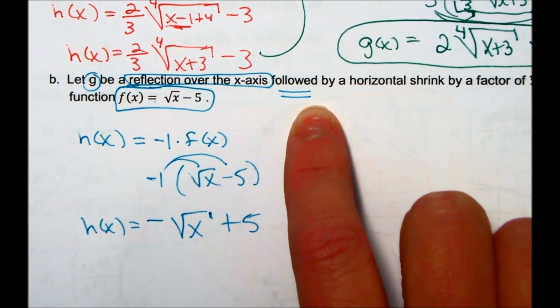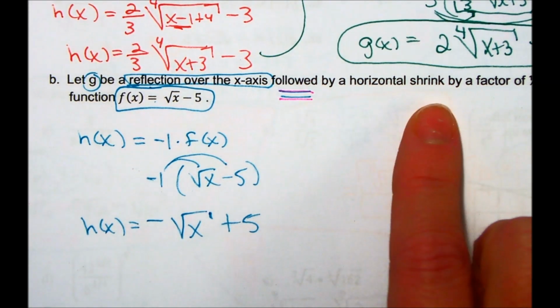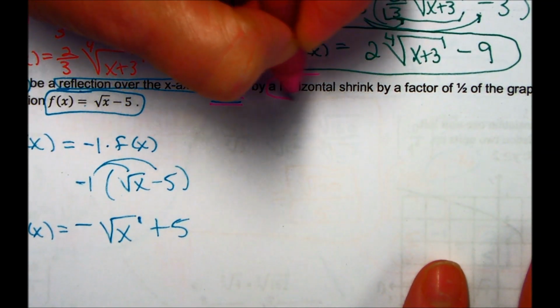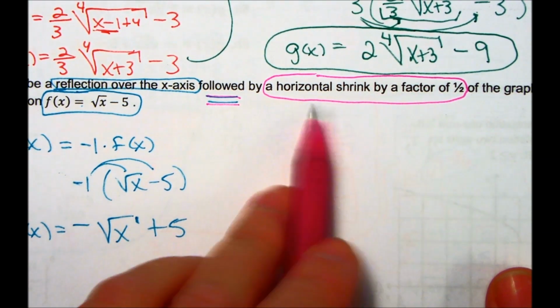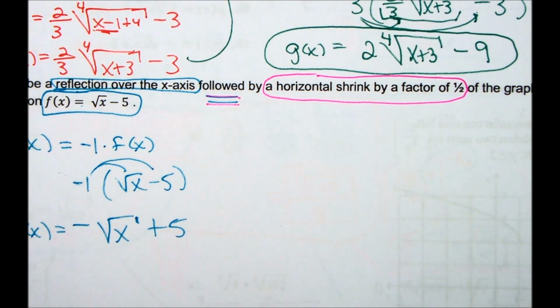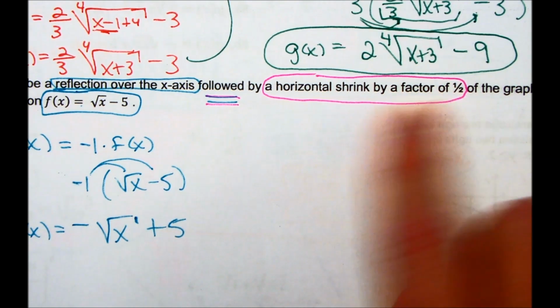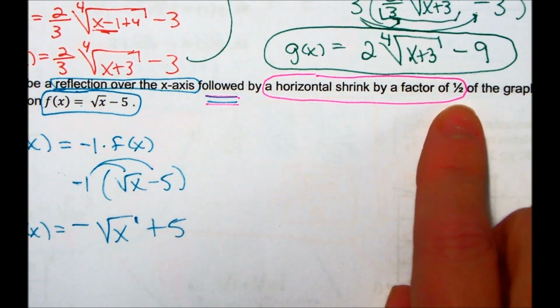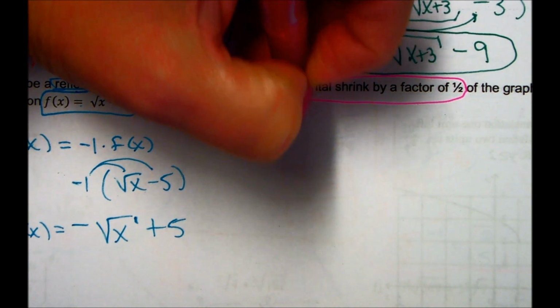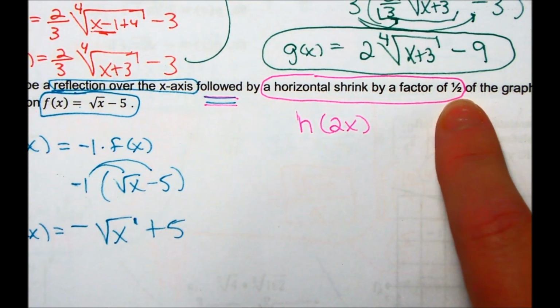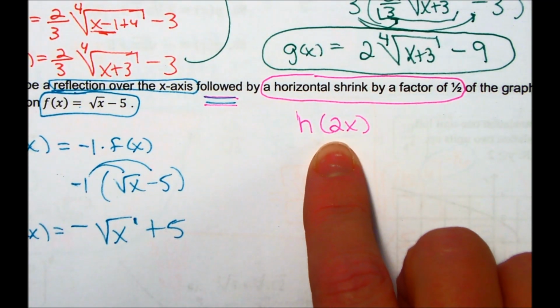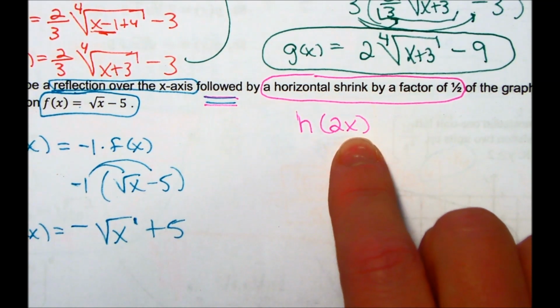Now we're going to do the followed by. So the second part, followed by a horizontal shrink by a factor of 1/2. Well, you have to remember when it's horizontal, it goes on the inside, and for the inside we have to think opposite. Well, shrinks and compressions are things that are getting multiplied. So we have to actually do the reciprocal. So when you shrink horizontally by a factor of 1/2, you're actually going to take that h function and you're going to put a 2 inside. So you have to take the reciprocal of 1/2 and multiply the x by 2.